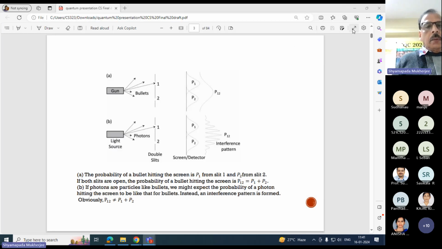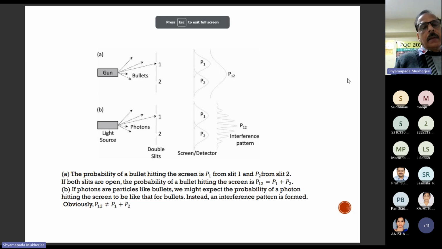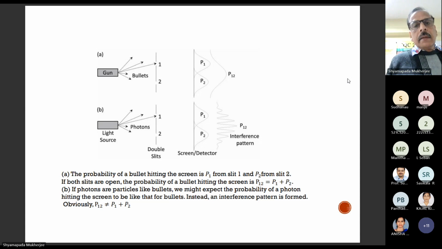So photons. Light is a wave, I know, but it also consists of particles called photons. These photons do not behave like bullets. You see from the figure that they show an interference pattern. Somewhere there will be constructive interference, somewhere destructive interference, and here simply P12 is not P1 plus P2. It is something different. So here the light is behaving as a wave, but it can also behave as a particle. Everything in this universe is dual in character.